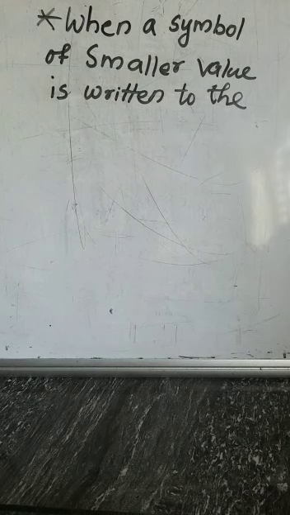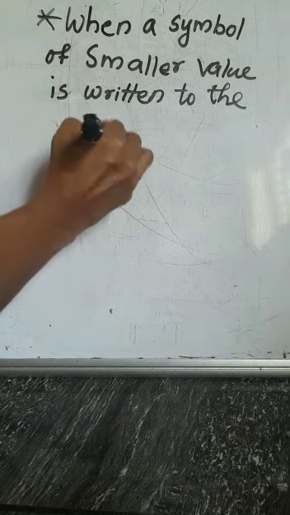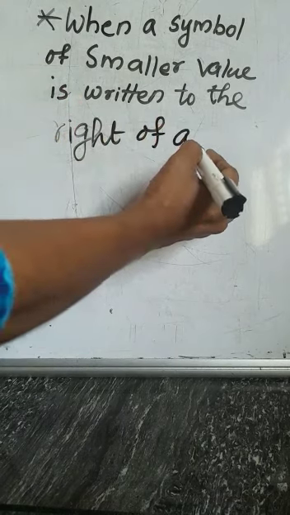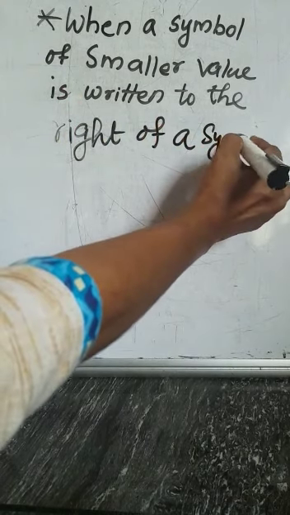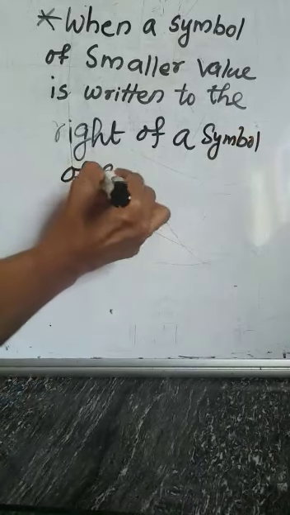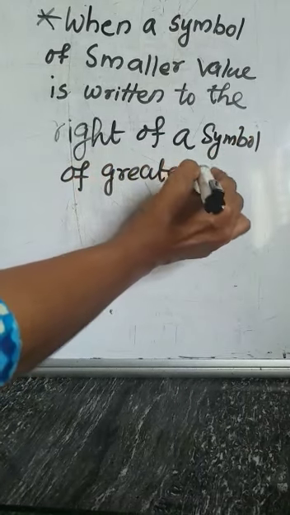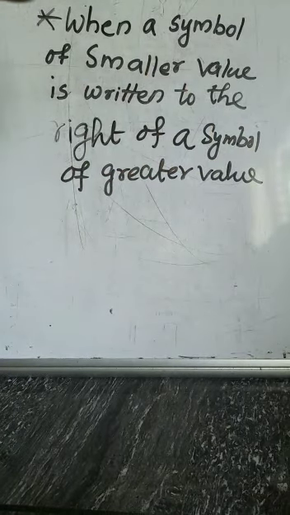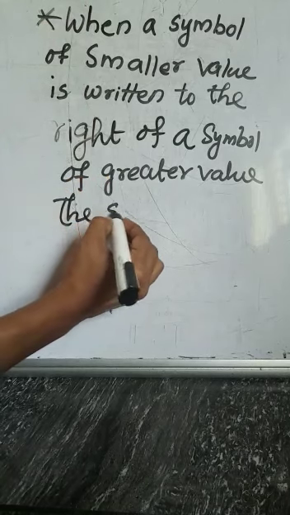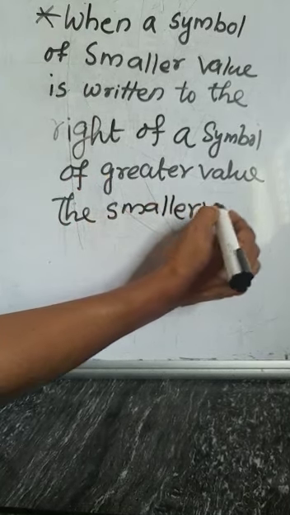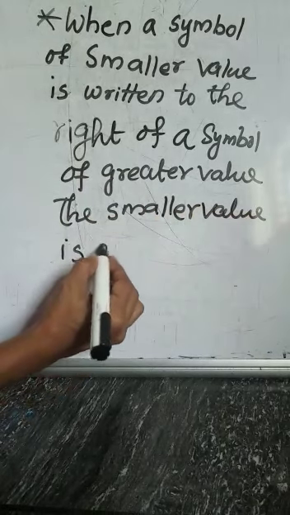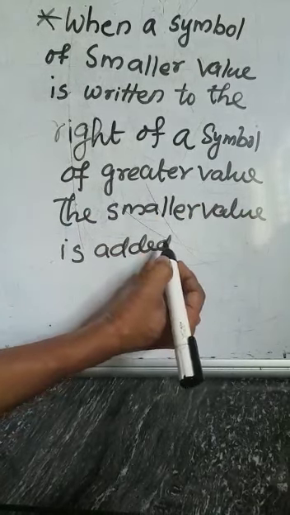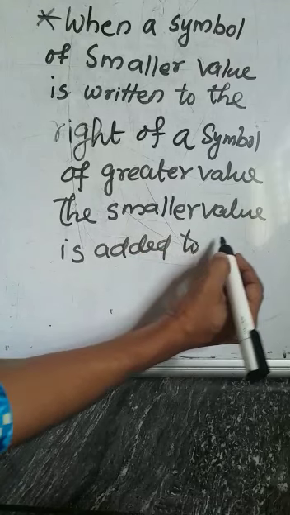Our second rule: when a symbol of smaller value is written to the right of a symbol of greater value, the smaller value is added. The smaller value is added to the larger value.